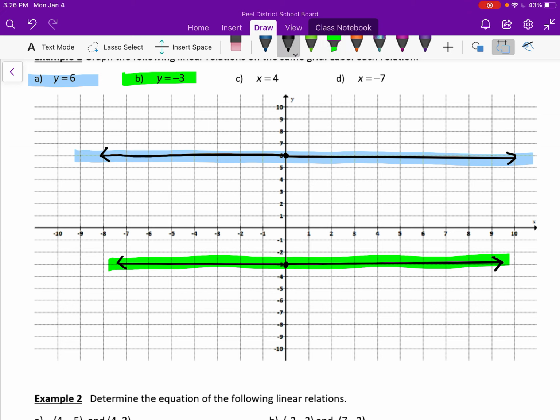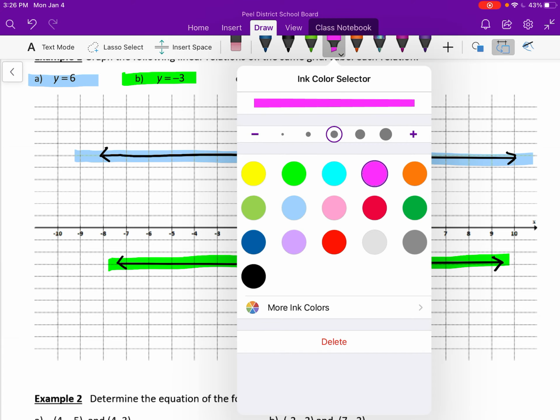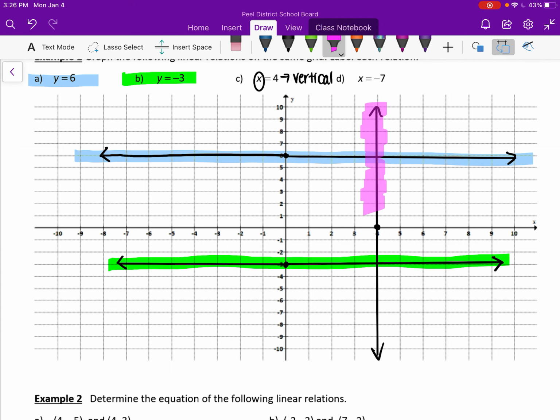x is equal to 4. We know that x is equal to 4 means that this is a vertical line. So it's going to cross the x-axis at 4, 0, and we know it's a vertical line, so we're just going to draw a straight line going up and down. And that's my answer. And for the sake of knowing which line is which, we're going to do it this way.